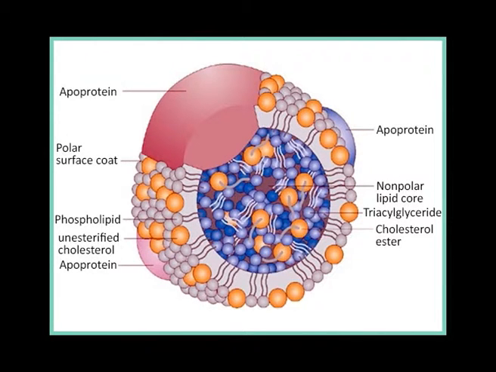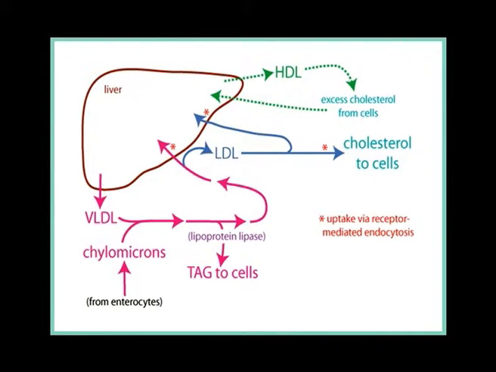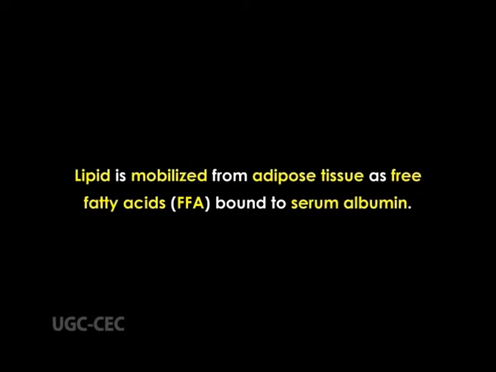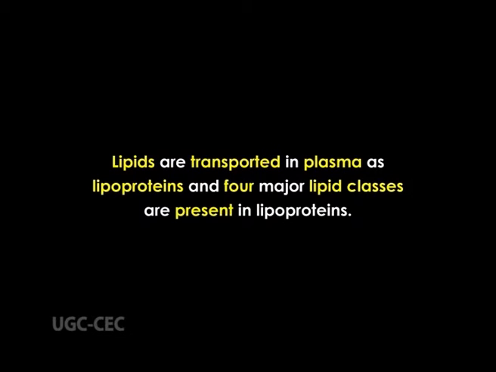Lipoproteins mediate this process by transporting lipids from the intestines as chylomicrons and from the liver as very low-density lipoproteins to most tissues for oxidation and to adipose tissue for storage. Lipid is mobilized from adipose tissue as free fatty acids bound to serum albumin. Lipids are transported in the plasma as lipoproteins and four major lipid classes are present in lipoproteins.